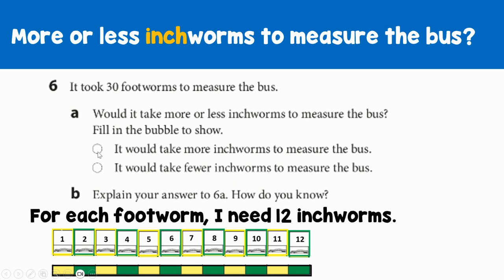It would take more inchworms to measure the bus because the inchworm is a smaller unit than the footworm. So it takes more inchworms to equal 1 footworm, and they have 30.